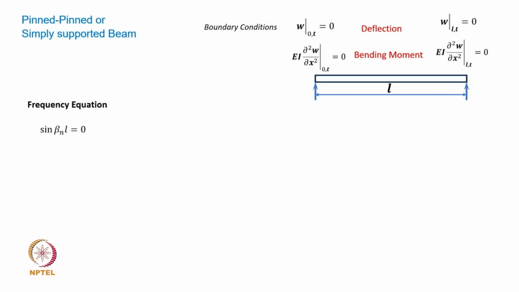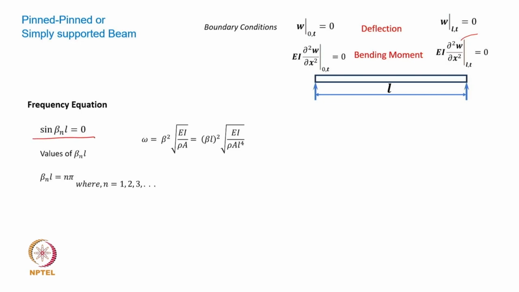by taking the derivative of the general solution with respect to x twice and then equating it to 0, solving for A, B, C, D, you can show that the frequency equation turns out to be sine beta L equal to 0, and that basically gives you again the same frequency expression, except that beta L will obviously now become n pi depending upon the value of n that you choose.